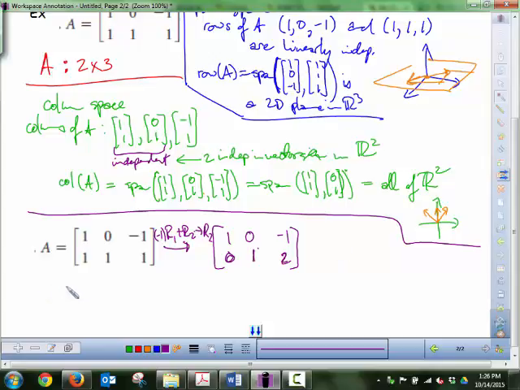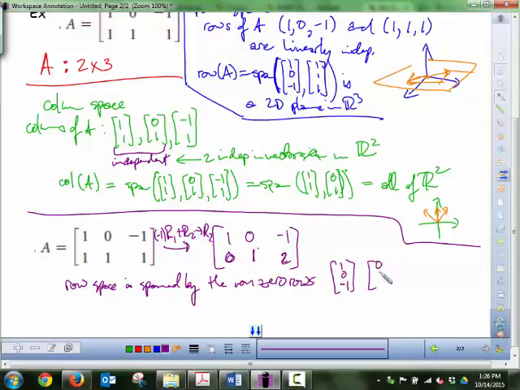So the row space is spanned by however many non-zero rows you have. Now, none of the rows turn to 0 in this example, but we could just say it's the same thing. So spanned by the non-zero rows. And it turns out that we can use the original set, 1, 0, negative 1, 1, 1, 1, or we can actually use this other set, 1, 0, negative 1, and instead of 1, 1, 1, we'll use 0, 1, 2.